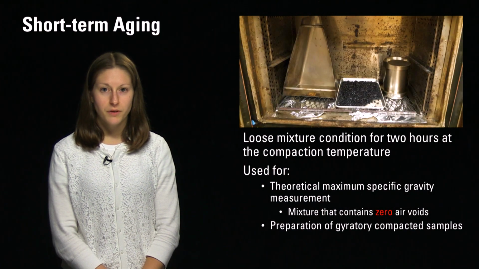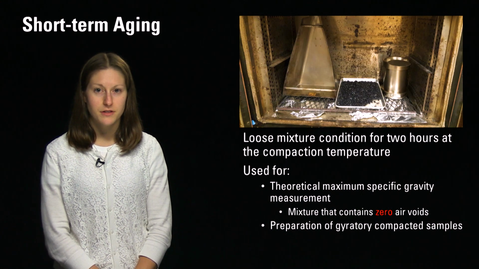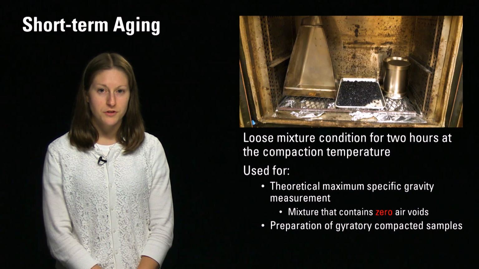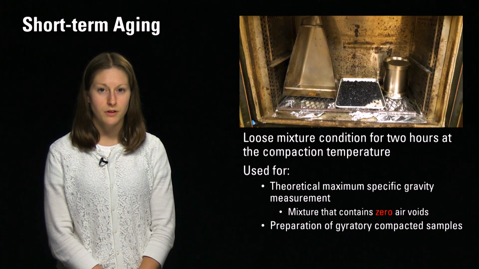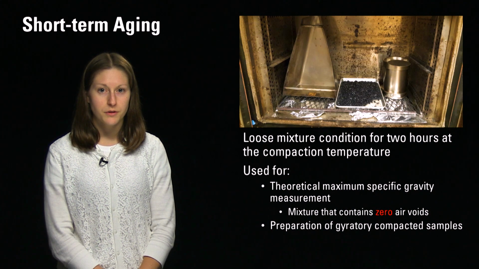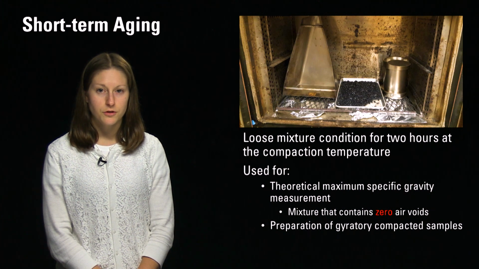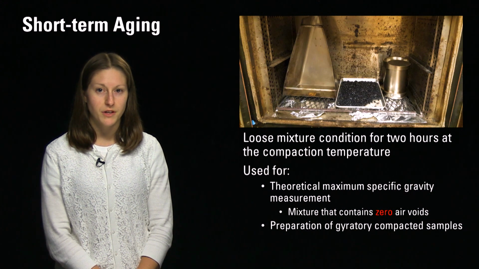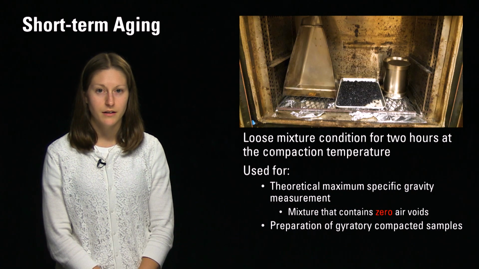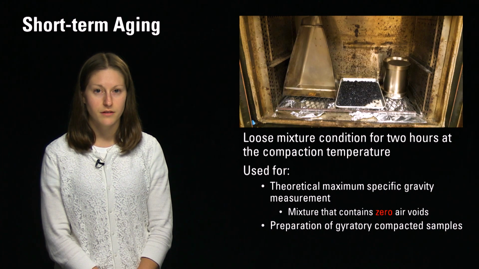After mixing, we place our loose asphalt mixture in an oven for 2 hours at the compaction temperature to simulate short-term aging. This allows for simulation of the oxidation that will occur during asphalt concrete production and placement, and also allows for the binder to fully absorb into the aggregate particles. After short-term aging, we take some of the loose mixture and use it to determine the theoretical maximum specific gravity. This is the specific gravity of the mixture if it contained no air voids.